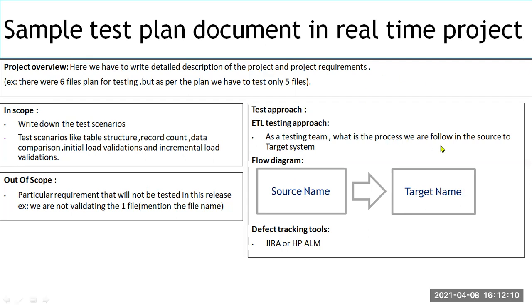Okay, if the source is a table and the target is also a table, then in that case also we follow the same process. The QA team will run the job to load the data into the target system and verify the validations, like initial load and incremental load validations we are performing.